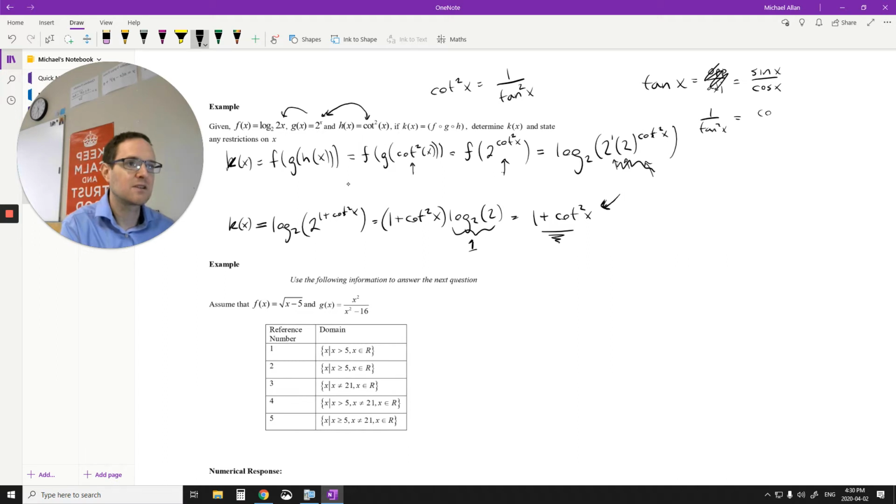I'm not too concerned about the domain until we figure out what is 1 over tan squared x. So this will end up being cos squared x over sine squared x. So you have to take the reciprocal of that and square it. That's what this ends up being. And eventually what we're going to have to find out is what would make this equal to 0, because that's not allowed to be 0.